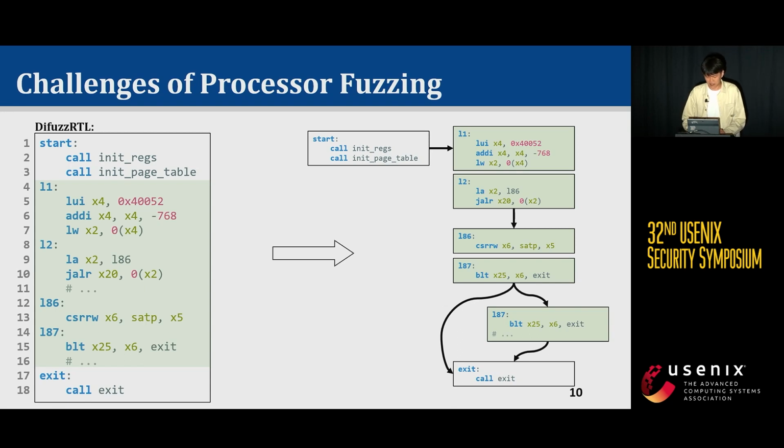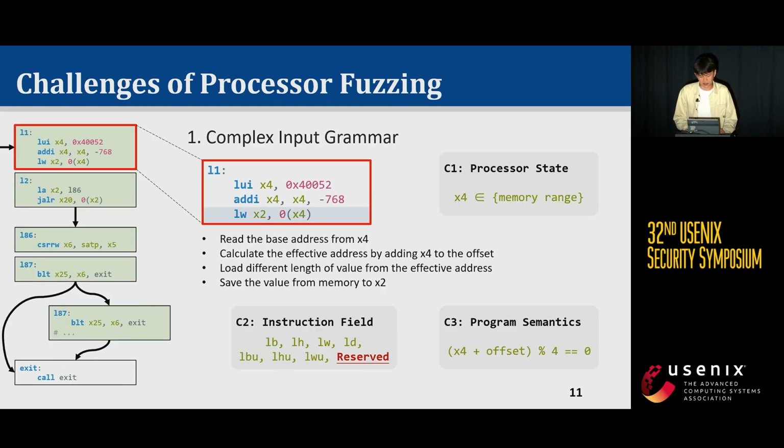To explain these challenges, we use a test case generated by DifuzzRTL, one of the state-of-the-art processor fuzzers. In this test case, all green code blocks are payload instructions that are used to fuzz the processor. The first challenge is the complex input grammar. For example, if we want to test the load unit of the processor, we need to generate a bunch of load instructions. To generate a valid load instruction, we first need to have an address as the operand.